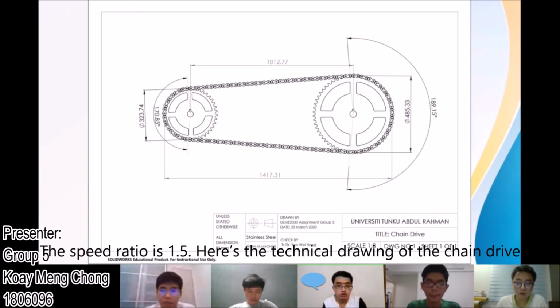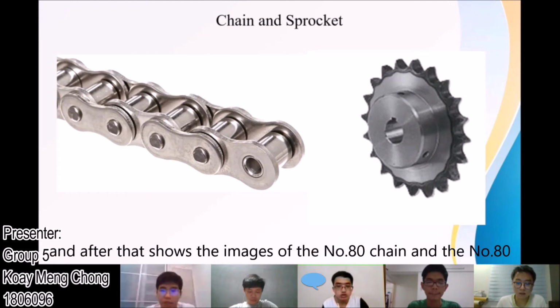Here's the technical drawing of the chain drive, and after that, shows the images of the number 80 chain and the number 80 sprocket with a single strand.